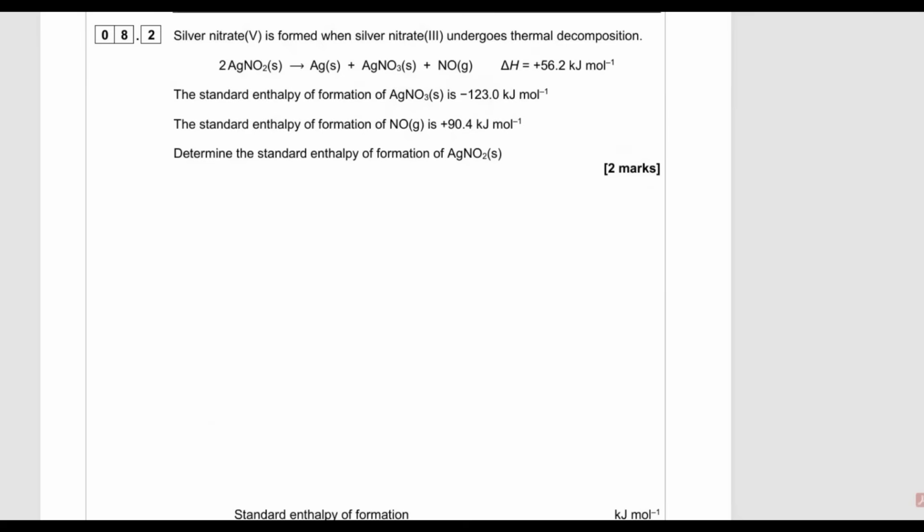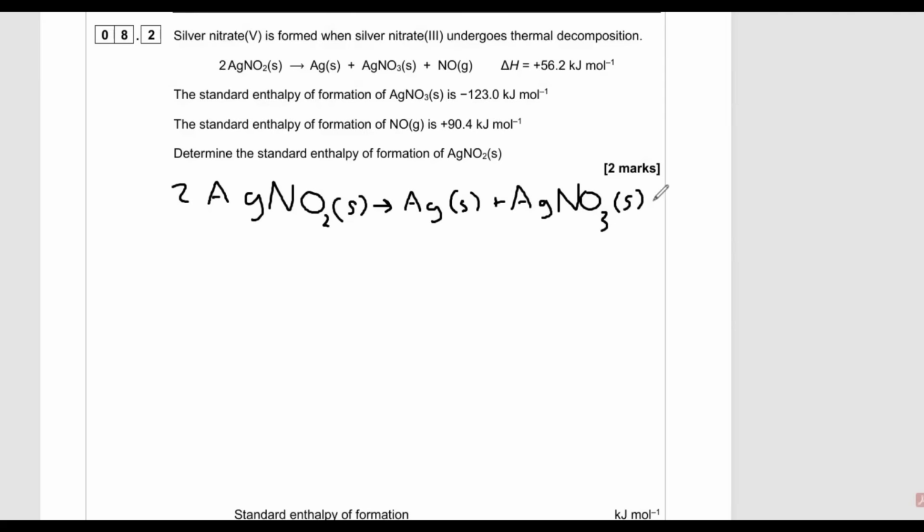The standard enthalpy of formation of silver nitrate is -123. The standard enthalpy of formation of nitrogen oxide gas is 90.4. The overall enthalpy change for this reaction is +56.2. Determine the standard enthalpy of the formation of the AgNO2. So we're going to write the equation out here, and I'm going to put the enthalpy change just above the arrow, which is plus 56.2.